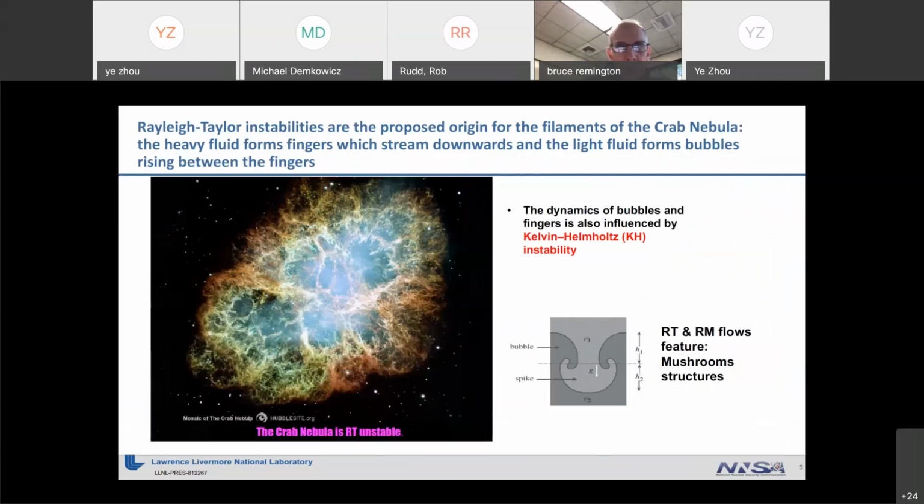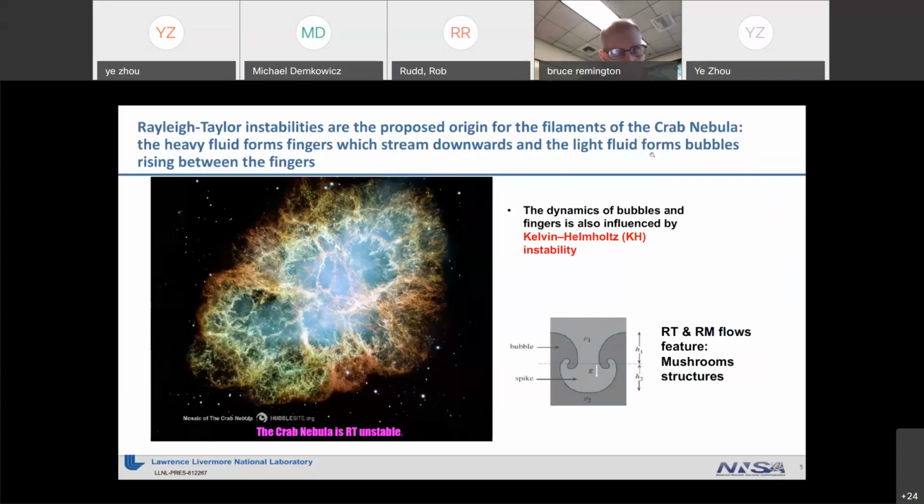Okay, so one of the most famous examples, a lot of you have seen these pictures. That's a picture of the Crab Nebula. Rayleigh-Taylor instabilities are the proposed origin for this kind of filament. You can see from these pictures that the heavy fluid, as I described to you before, will form these kind of fingers, so they stream downwards. In the meantime, the light fluid will form bubbles rising between the fingers.